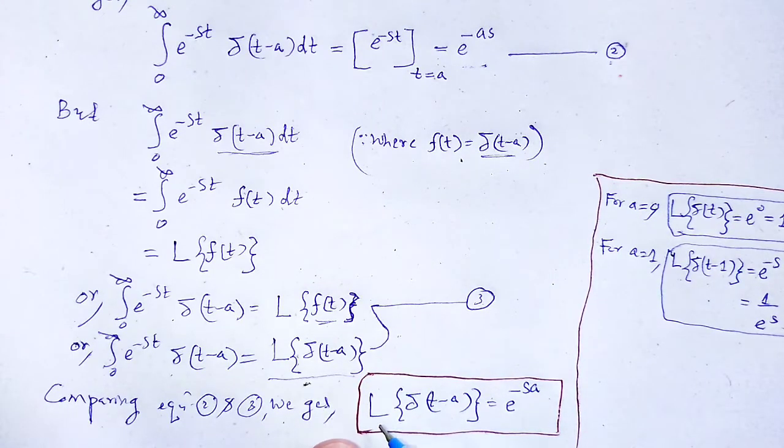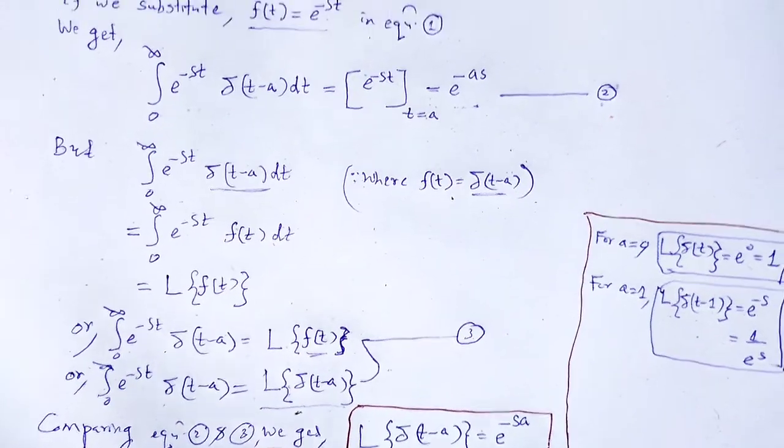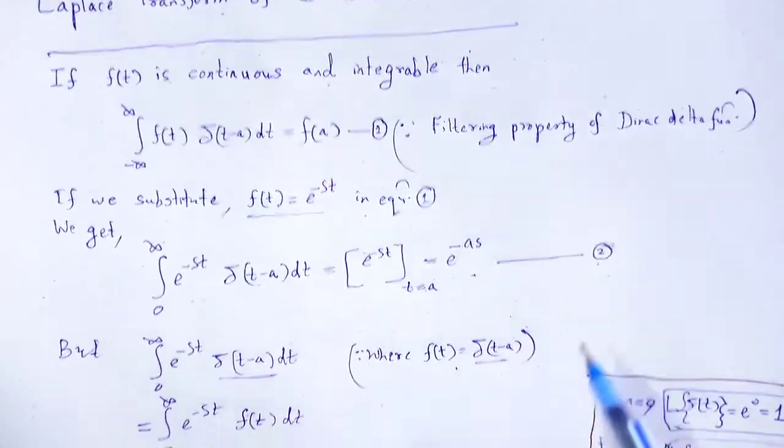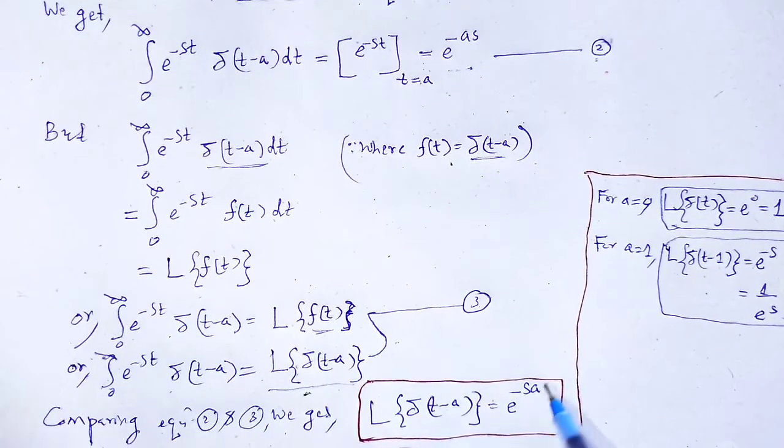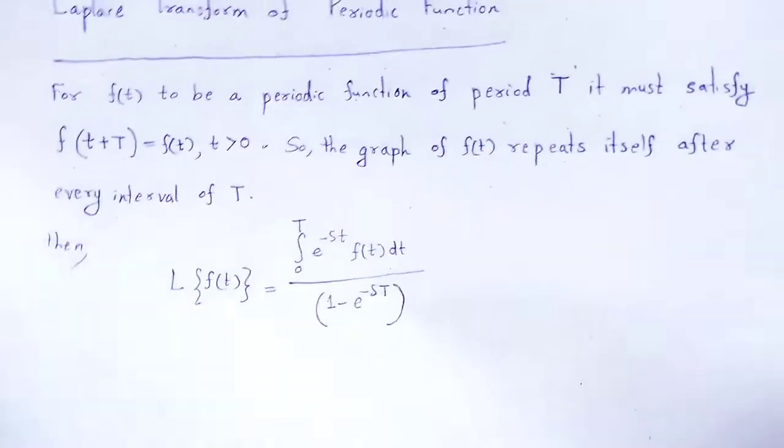Here we show the Laplace transform of Dirac delta function, which is resulted as e to the power minus s a. Next, Laplace transform of periodic function.